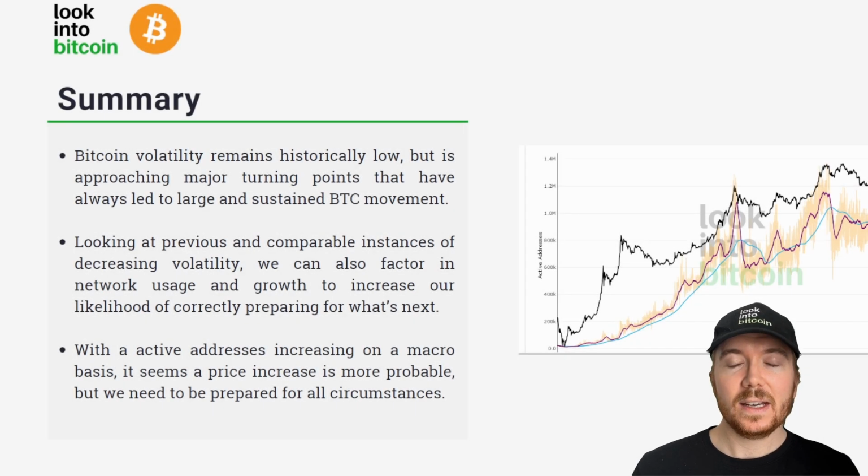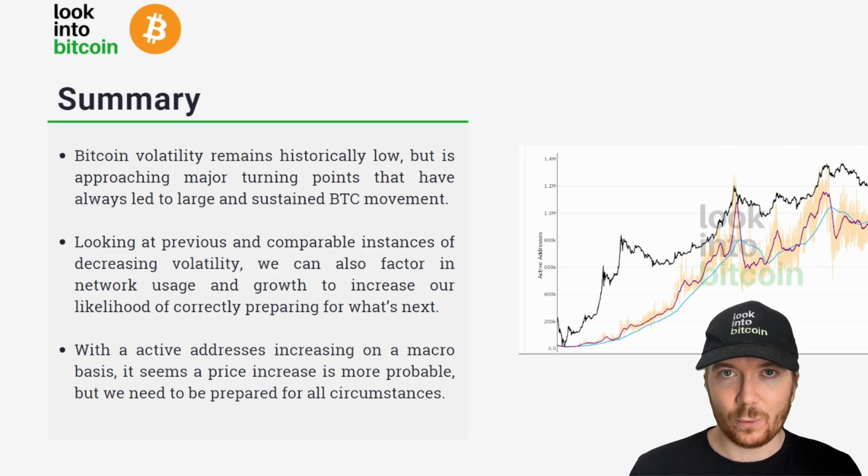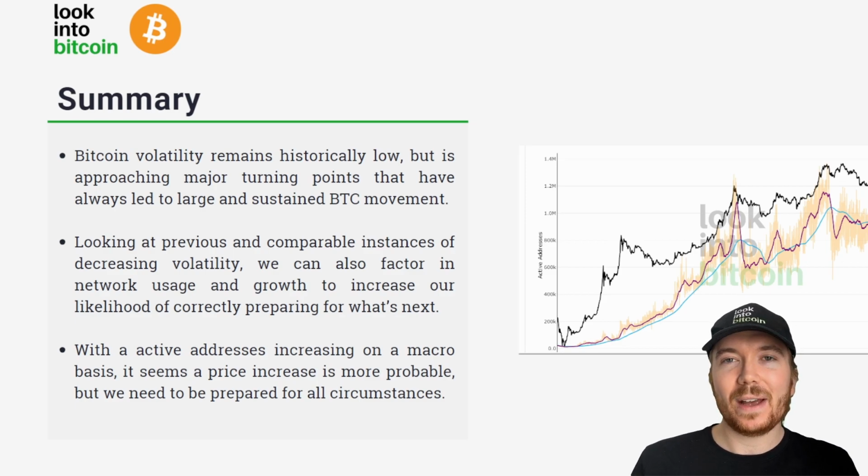So just to summarize, Bitcoin volatility remains historically low, but is approaching major turning points that have always led to large and sustained movements in the Bitcoin price action. And looking at previous and comparable instances of decreasing volatility, we can also factor in network usage and address growth to increase our likelihood of correctly preparing for what's next. In other words, looking at these two indicators in confluence, we can have a fairly high degree of certainty in which direction the next big move is going to be.